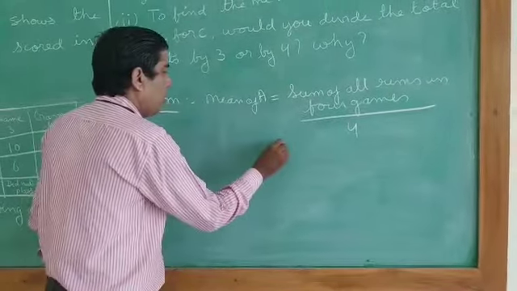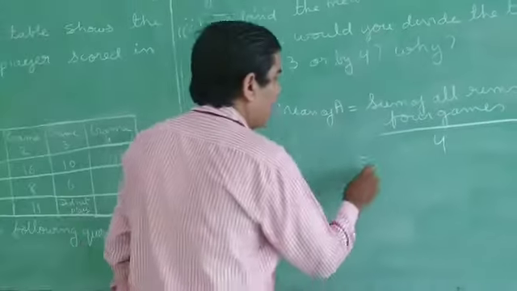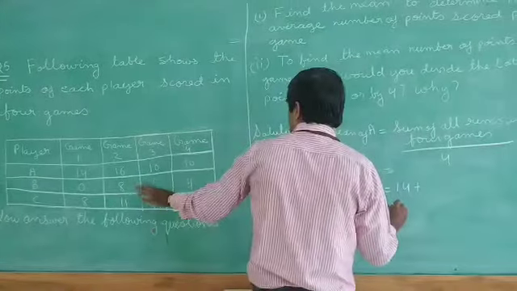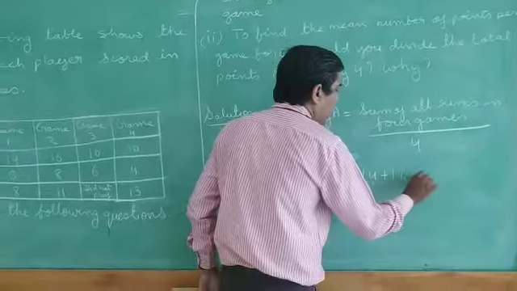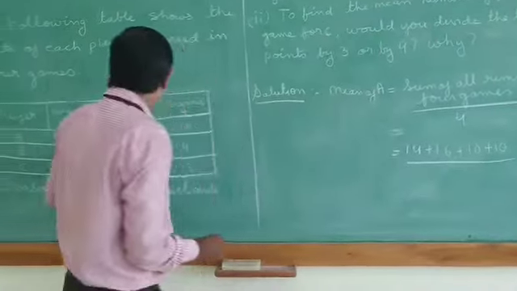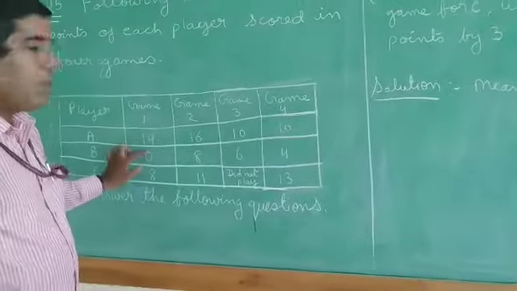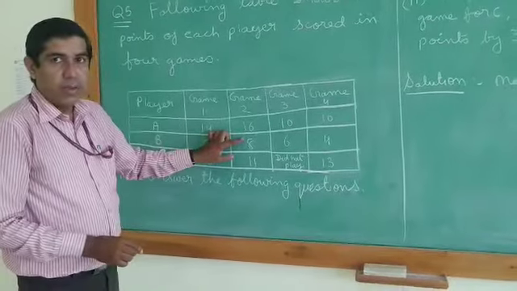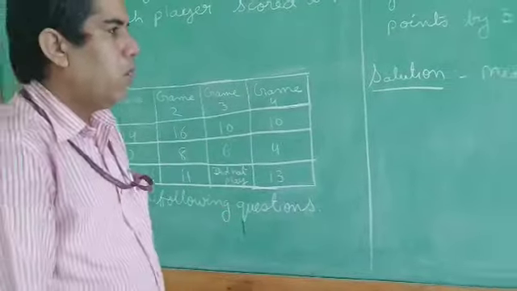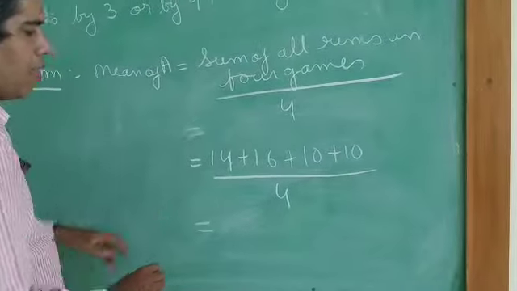So I will do here, what is the answer? First will come 14, then comes 16, then comes 10, then plus 10. You can see here 14 plus 16 plus 10 plus 10. Now divided by 4. So what is the answer?